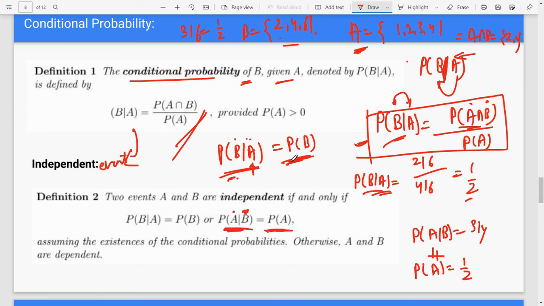Okay. For A and B to be independent, it does not mean that A intersection B should be phi. That's not the case. It is not correct to say that if A intersection B has no common element, then they are independent events. That's not true. The simple formula on the basis of which you have to judge is: probability of B given A is equal to probability of B, or probability of A given B is equal to probability of A. If either condition holds, you can say that A and B are independent events. The other criterion is not the correct way to judge whether events are independent.